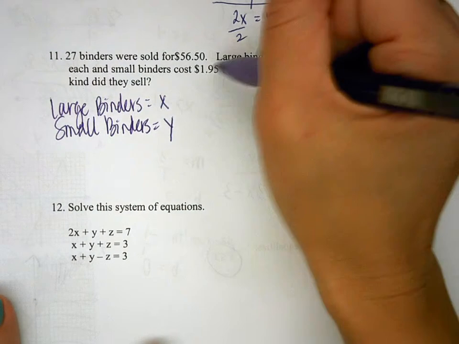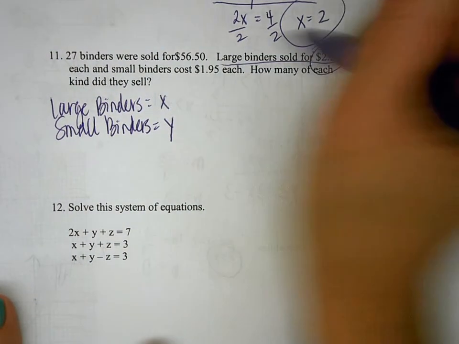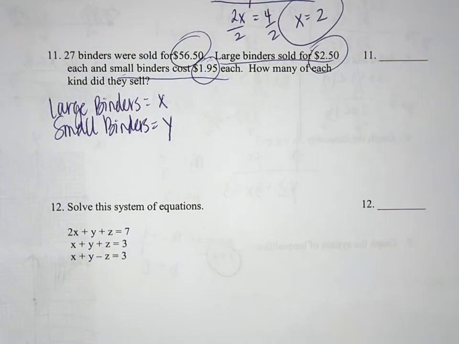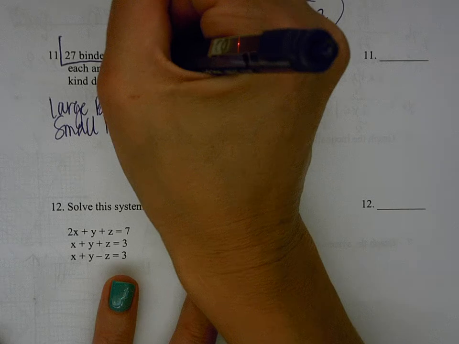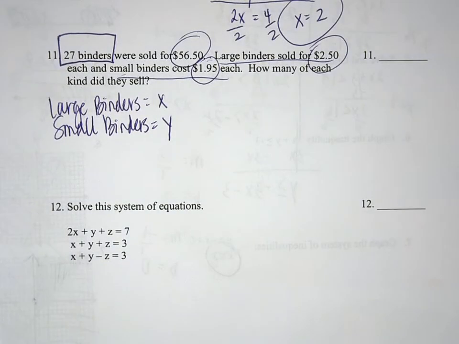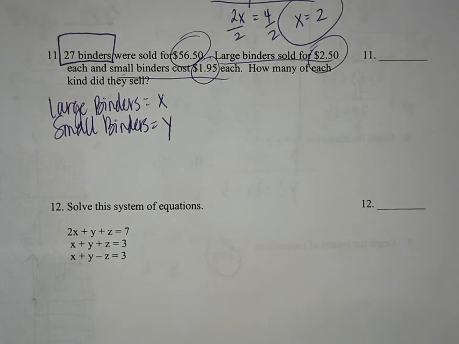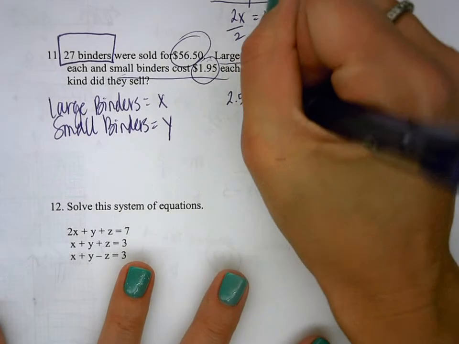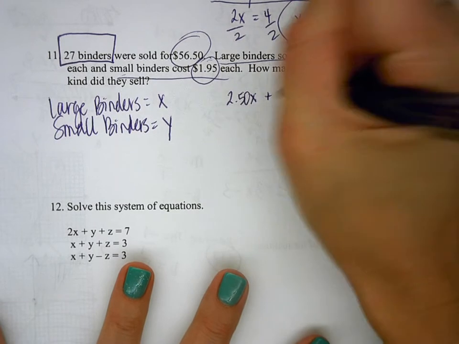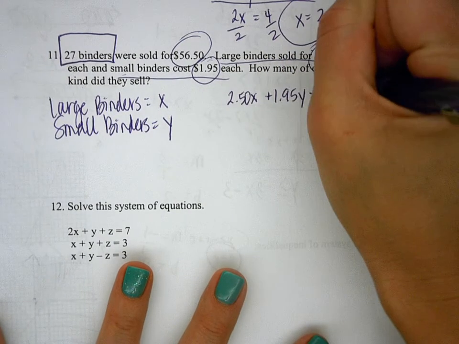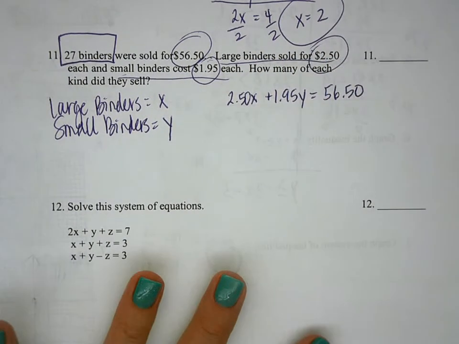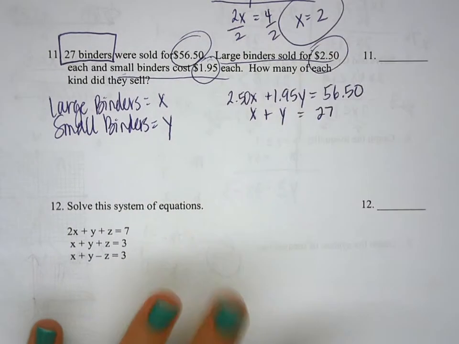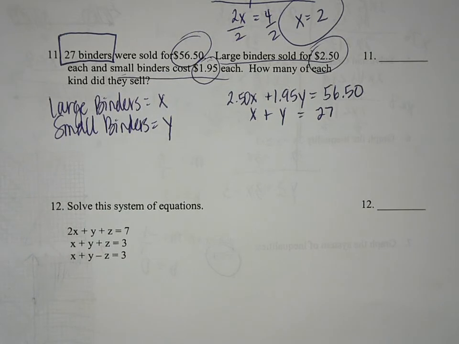So we have large binders for $2.50, small binders for $1.95, and it says that there is $56.50. The only thing that doesn't have a money sign with it is that 27. So, what is my money equation? Here, we'll do that: 2.50x plus 1.95y equals 56.50, and my other equation is going to be what? x plus y equals 27. Good. Okay, it says how many of each, so that means we need to know both of the answers.